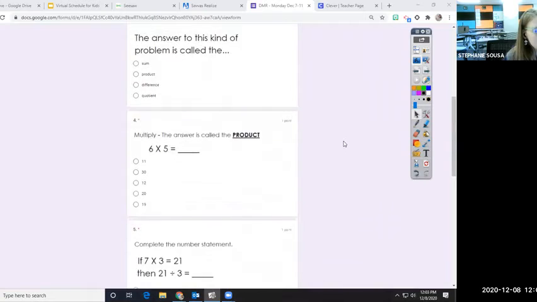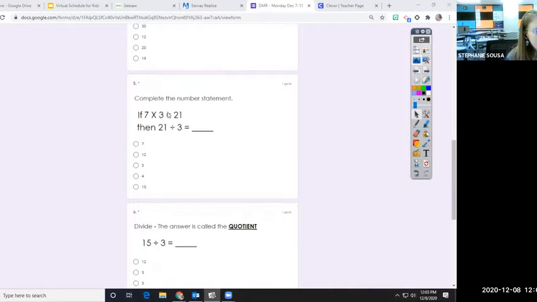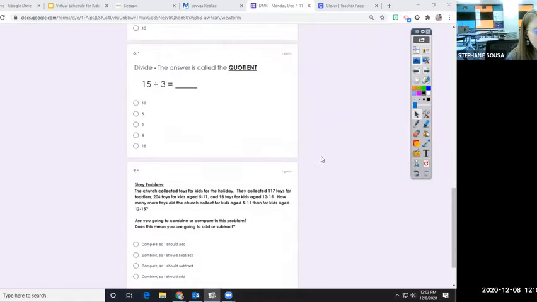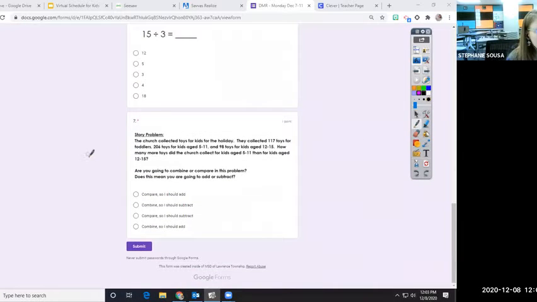Moving on, we did great on multiplying. We did great on the fact family statement. We did well on the quotient of dividing. We struggled on story problem. The church collected toys for kids for the holiday. They collected 117 toys for toddlers, 206 toys for kids aged 5 through 11, and 98 toys for kids aged 12 through 15. How many more toys did the church collect for kids aged 5 to 11 than kids aged 12 to 15? The question is, are you going to combine or compare in this problem?